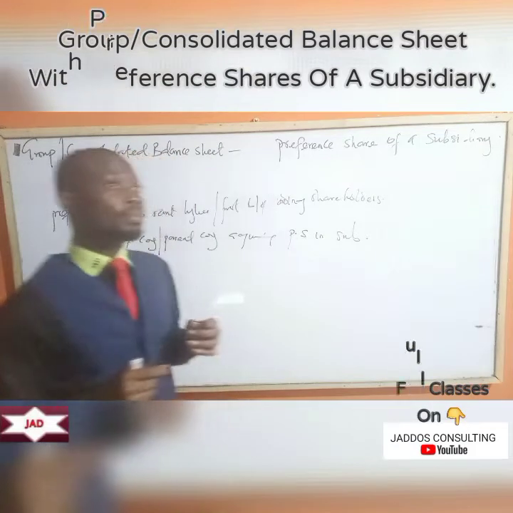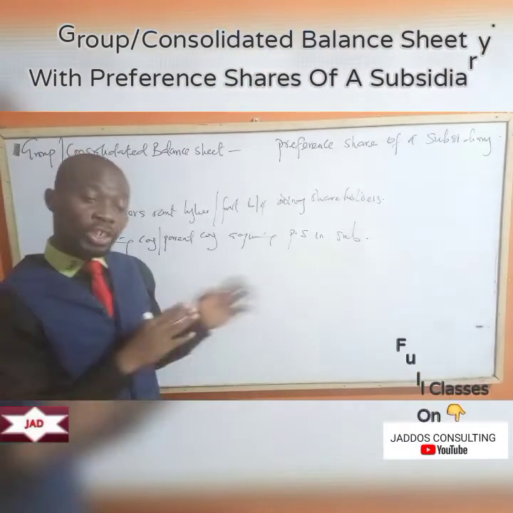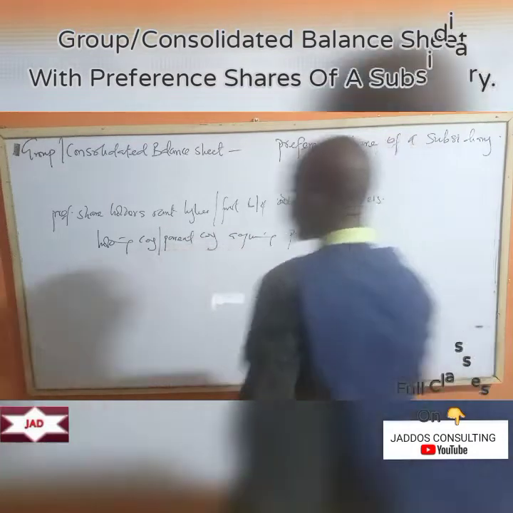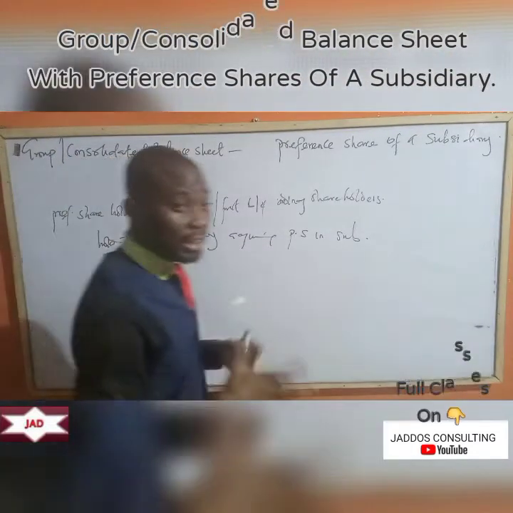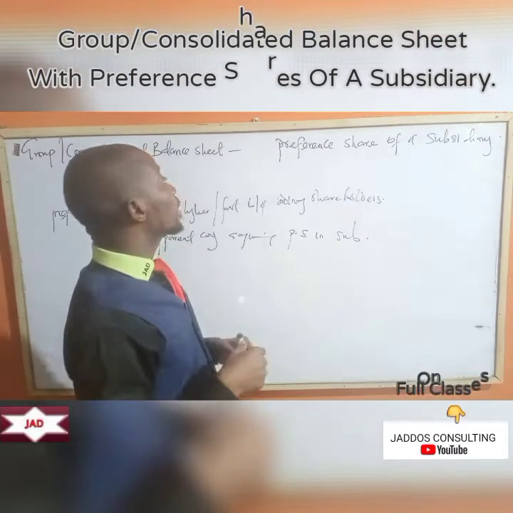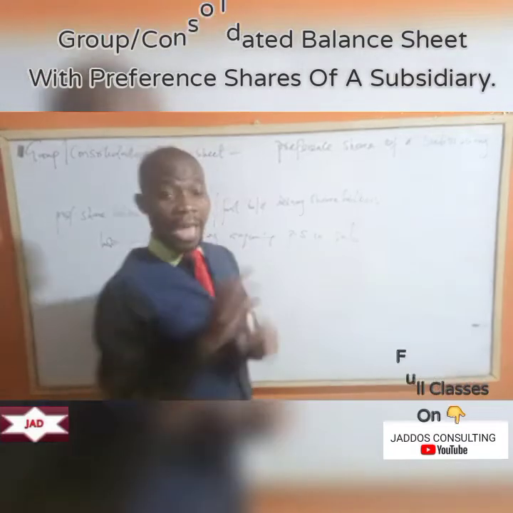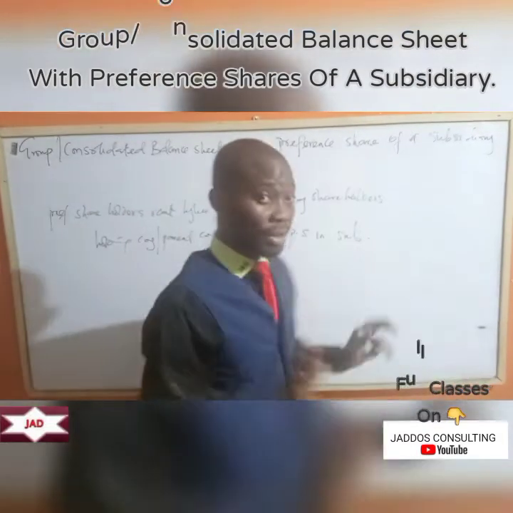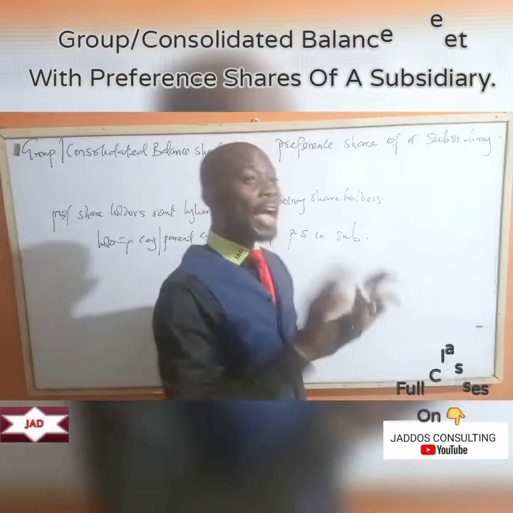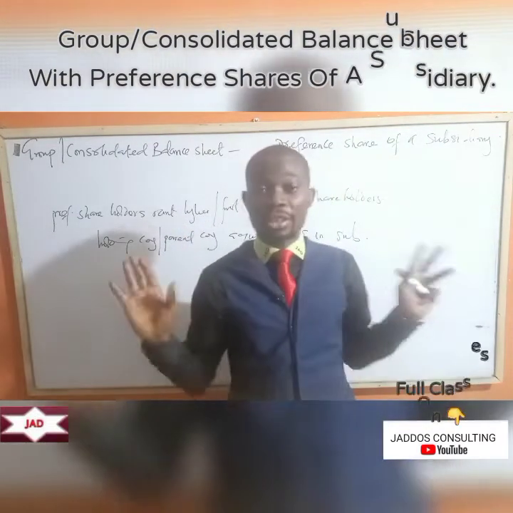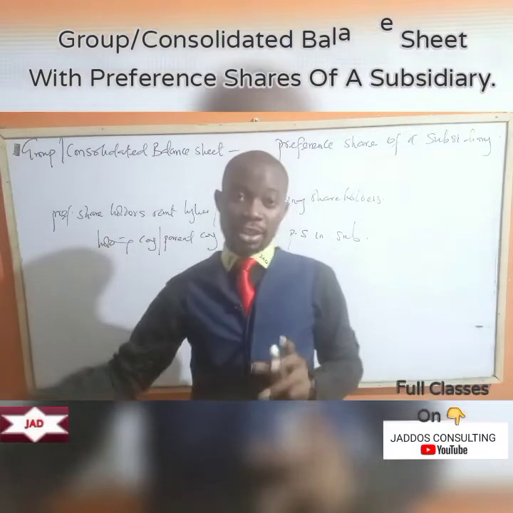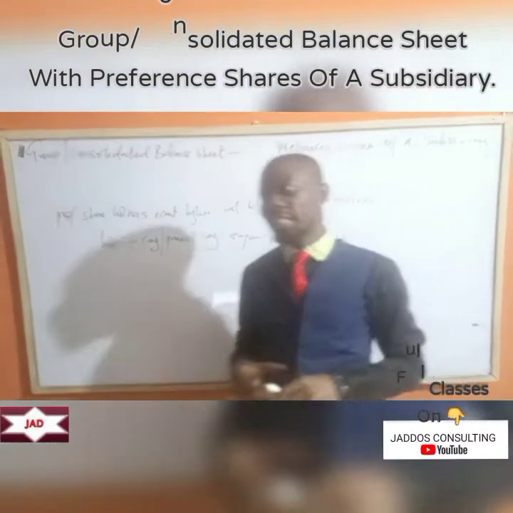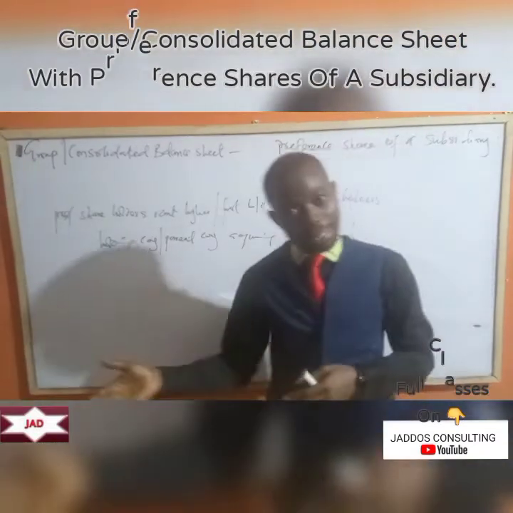Okay, so here, just like the way we consolidate ordinary shares, that's the same way we consolidate preference shares. But we have to understand what the acquisition is. So where the holding company has not acquired any units of the preference share, it means that all the preference shares belong to minority interest. But where the holding company has acquired a part of the preference share, it means that you split it between the holding company and the minority interest.